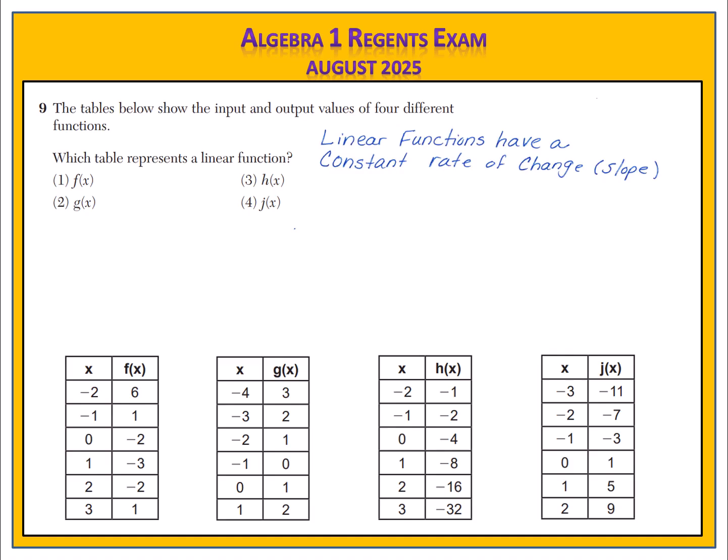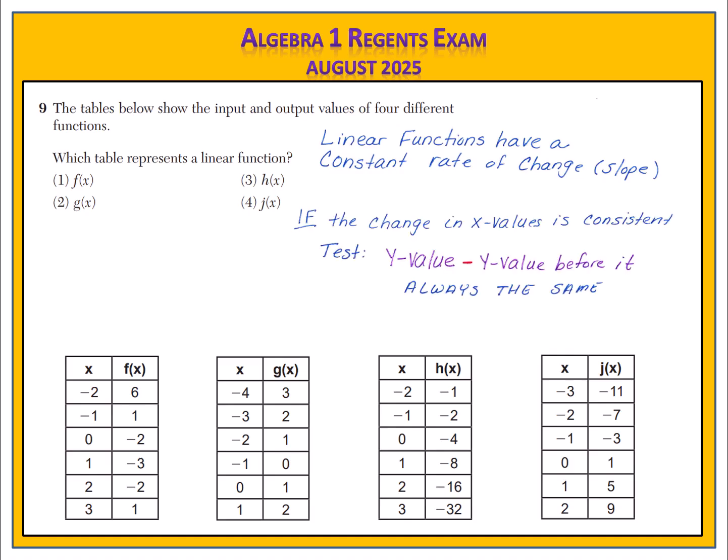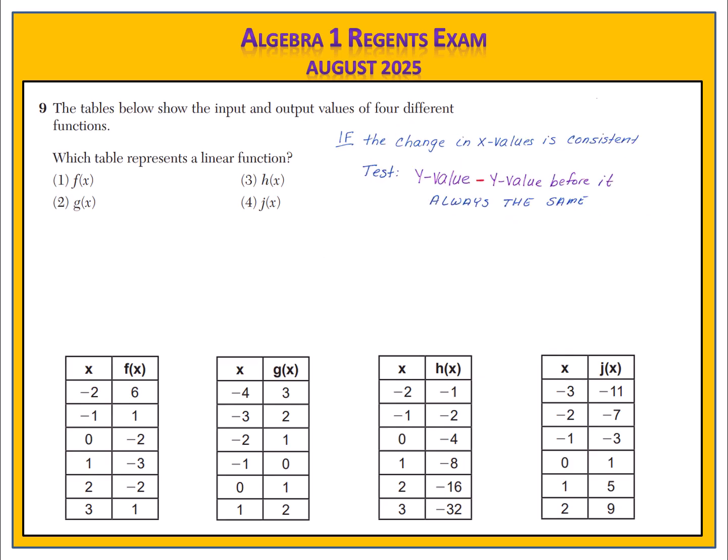An easy way to test this, if your x values go up by a consistent amount in each table, is to simply take any y value minus the y value before it. If this is a linear function, then that difference will always be the same. If the x values do not go up by a constant amount, then you'll have to use the old slope formula, y2 minus y1 over x2 minus x1.